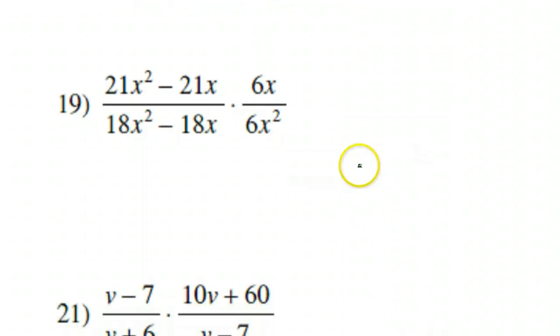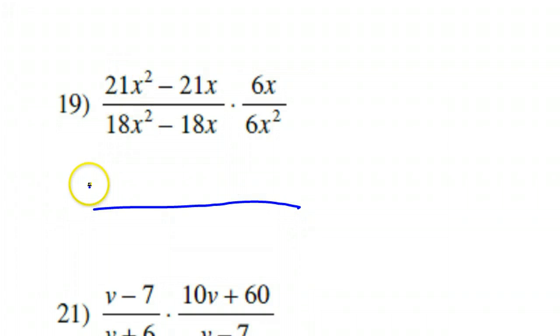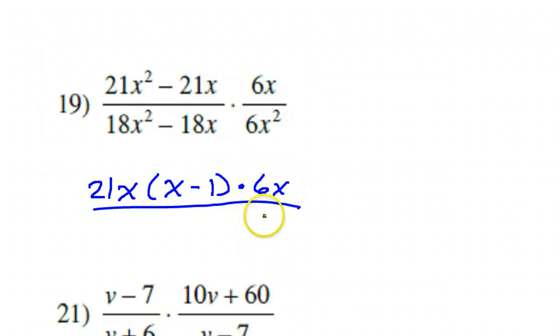Okay, how about number 19? Okay, let's factor things. So I see a common factor here of 21x. Okay, you know what, maybe I'll factor it down here. So if I pull out 21x from these, that's going to leave behind x minus 1. And then I've still got that 6x up there, so I'm just going to put that up there.